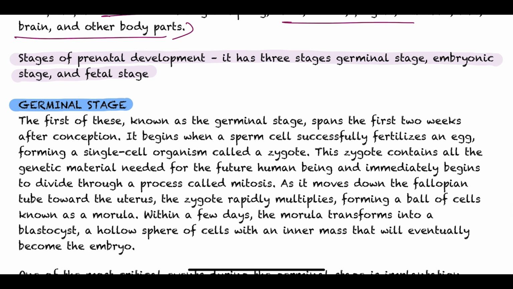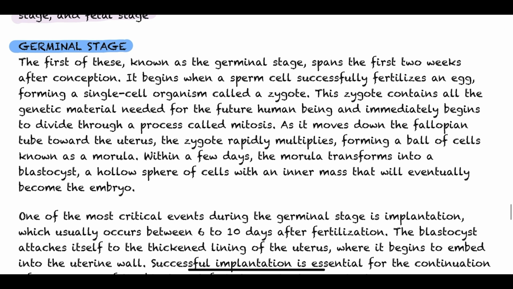Okay, so there are three stages in prenatal development. The first is the germinal stage, then the embryonic stage and the fetal stage. The first one is the germinal stage. The germinal stage spans the first 2 weeks after conception, which means after the mother conceives the child, it stays for 2 weeks.